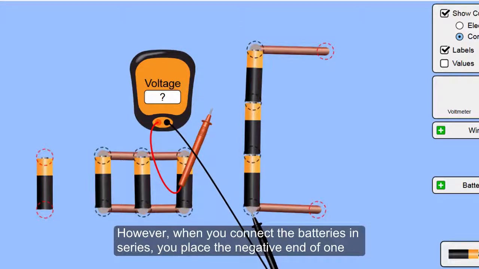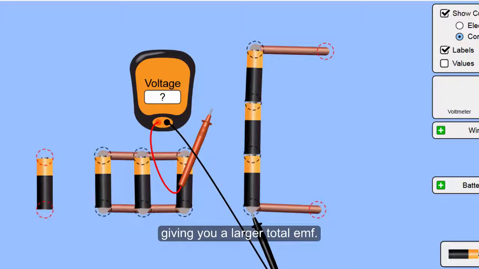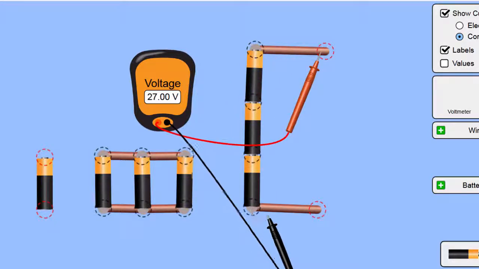However, when you connect the batteries in series, you place the negative end of one battery with the positive end of another battery, the potential difference of the batteries actually adds up, giving you a larger total EMF. So as you can see, over here is still 9 volts, this would be 18, and this will be 27. And the total EMF would be 27 volts.